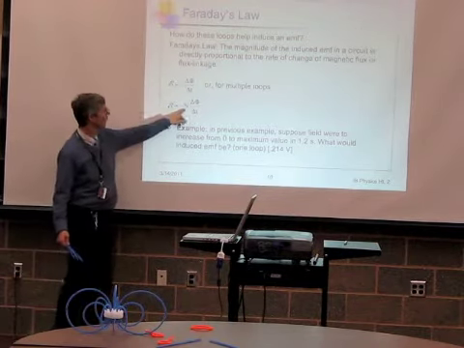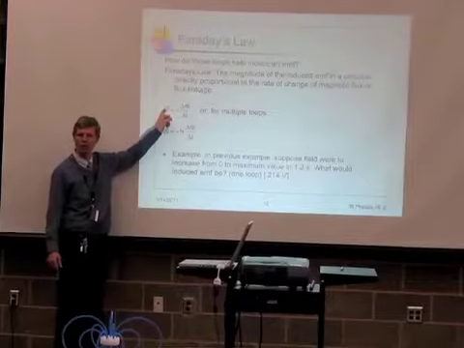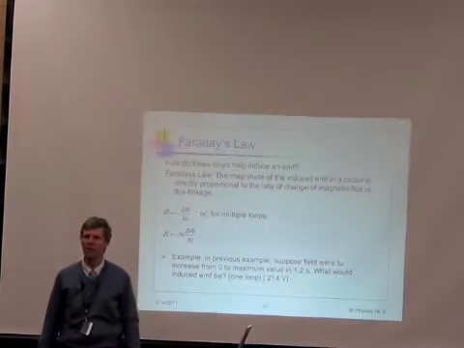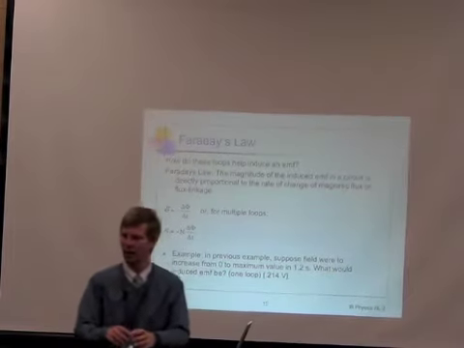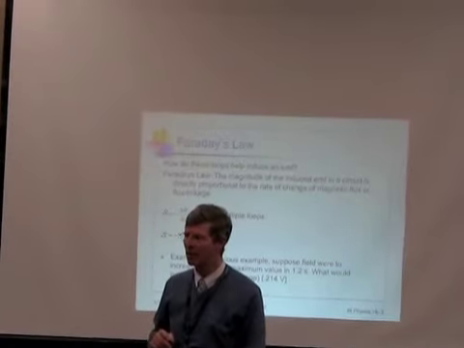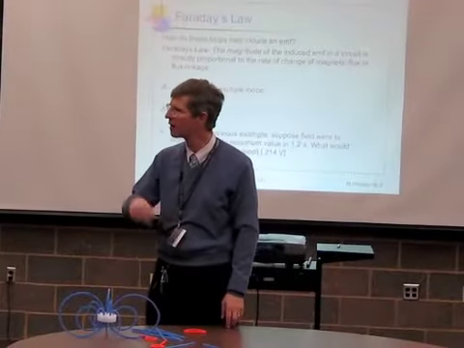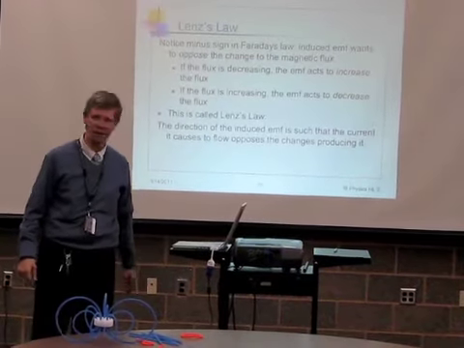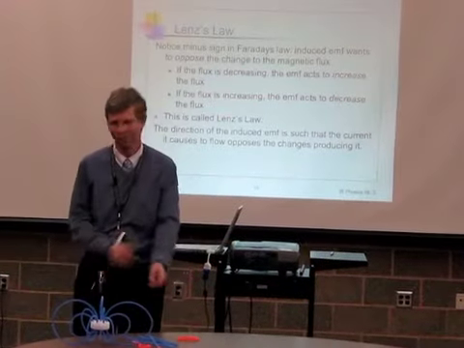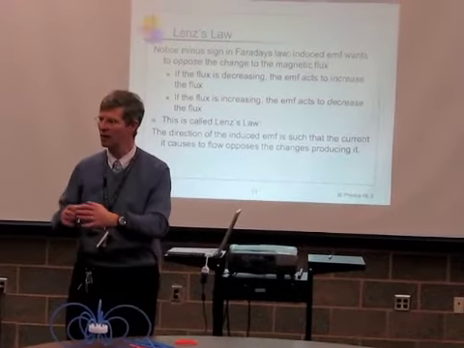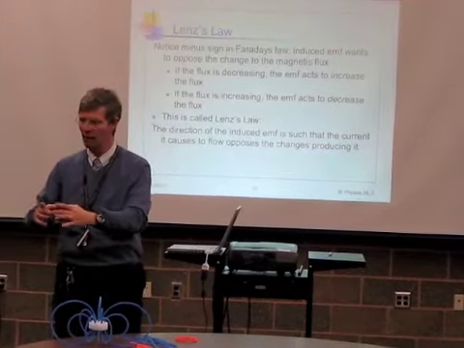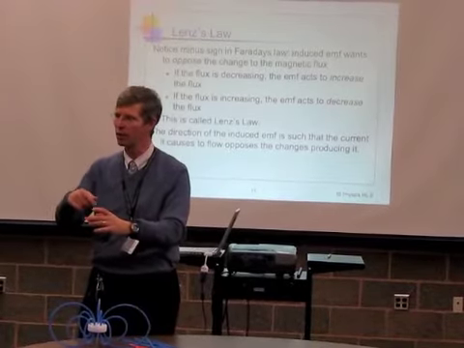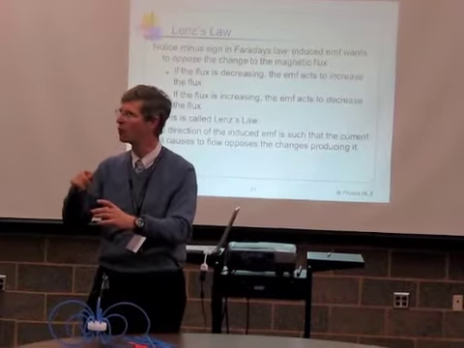And if you had several loops, the voltage is multiplied by the number of loops, and it's the negative of the change in flux. So if you're putting more flux in, you're actually getting a negative voltage, a negative voltage being supplied. And that leads to Lenz's law. What Lenz's law says is that if you have a current loop and the flux starts to change, the current in the loop will act to oppose that change.